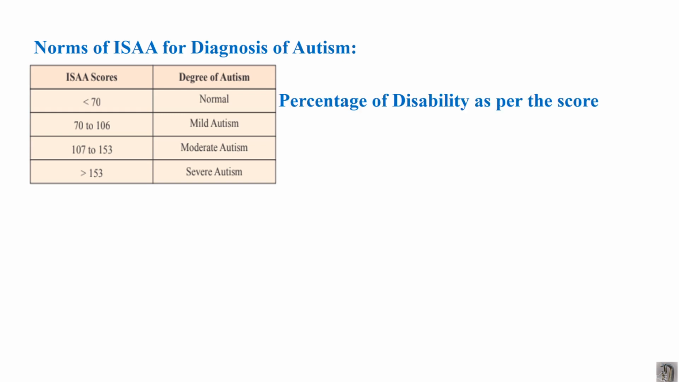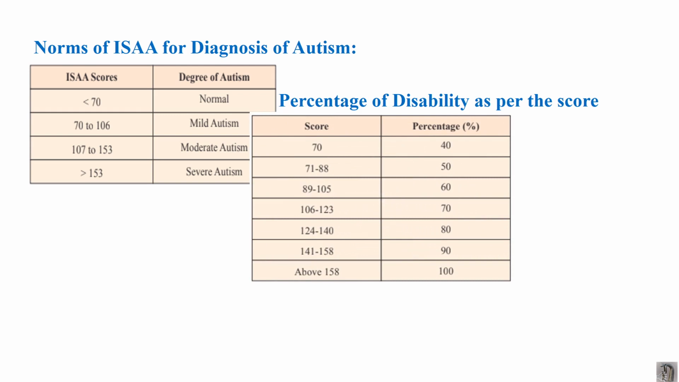These are the percentages of disability which you can see. Very clearly, if the score is 70, that means the child has 40% disability. As per the norm, at least 40% disability is required to categorize.